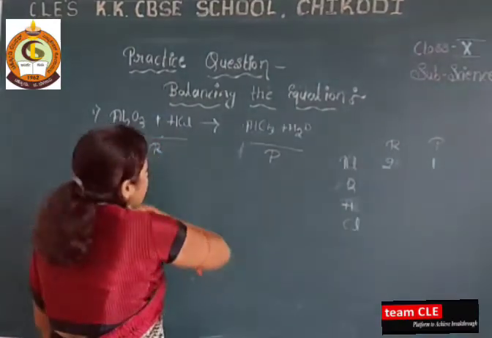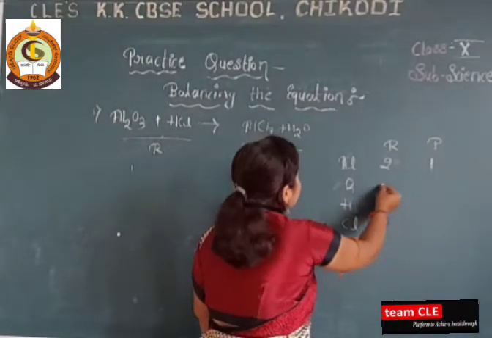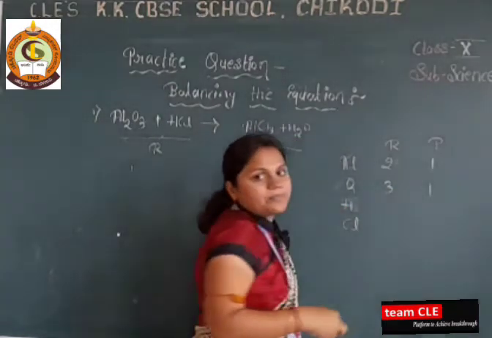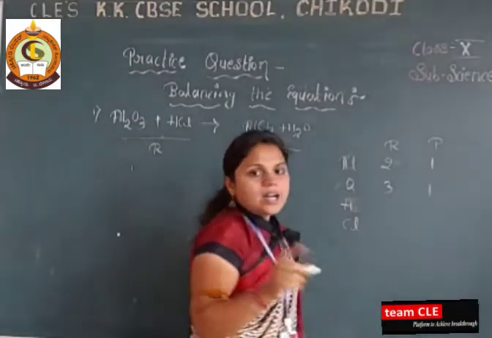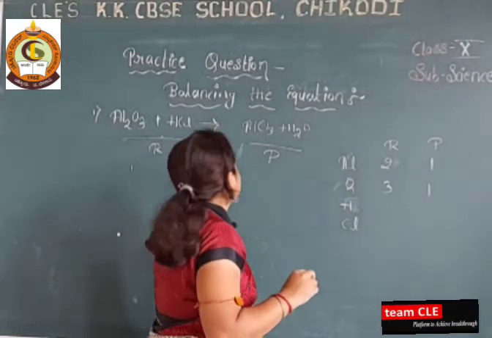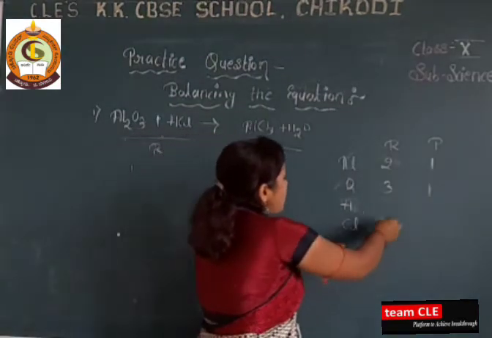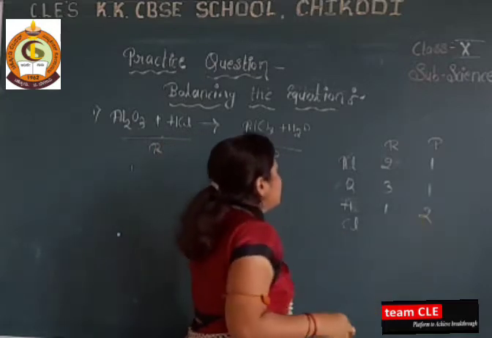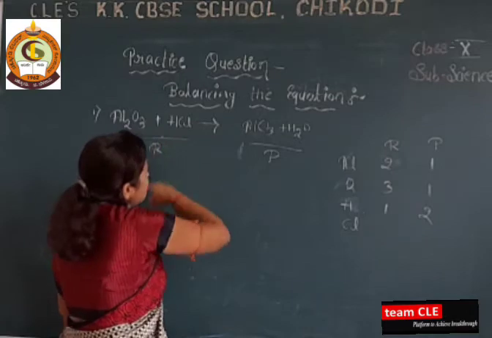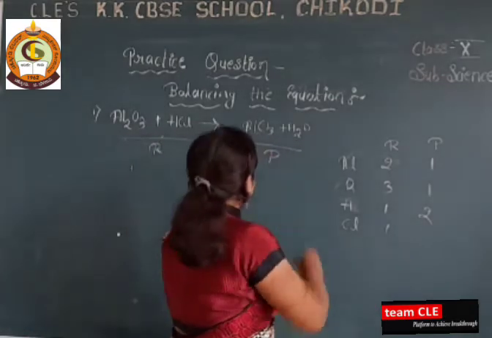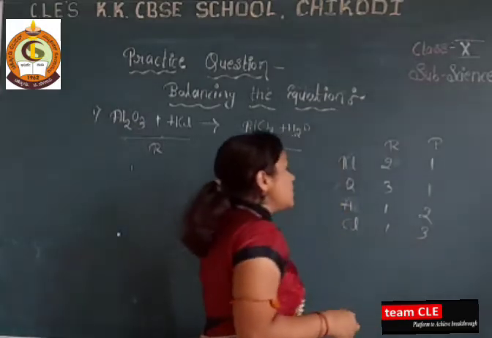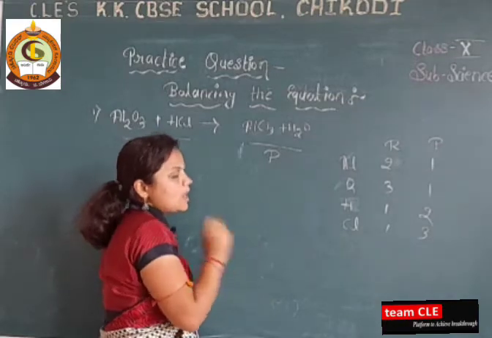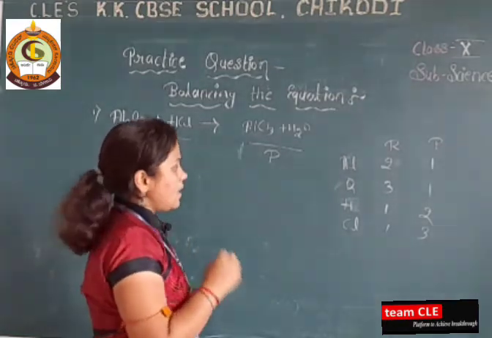Now next is the oxygen. Oxygen in the reactant is 3, whereas in the product it is only 1. So here again we got an unbalanced equation. Next, hydrogen is 1 here and 2 here. Now the Cl is 1 here and 3 here. So dear students, we got many varieties of unbalanced elements. Now how do we balance the chemical equation?